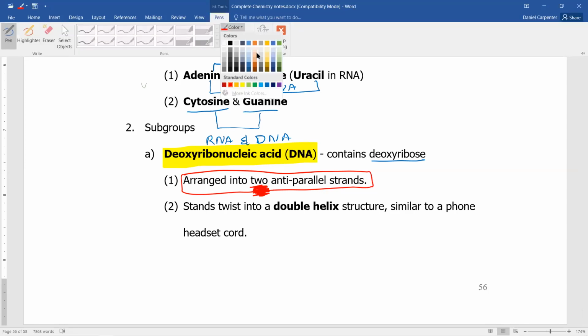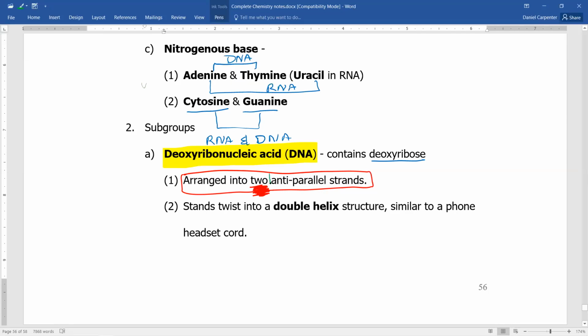Anti-parallel, sorry for you who are red-green colorblind. Anti-parallel means parallel in opposite directions.